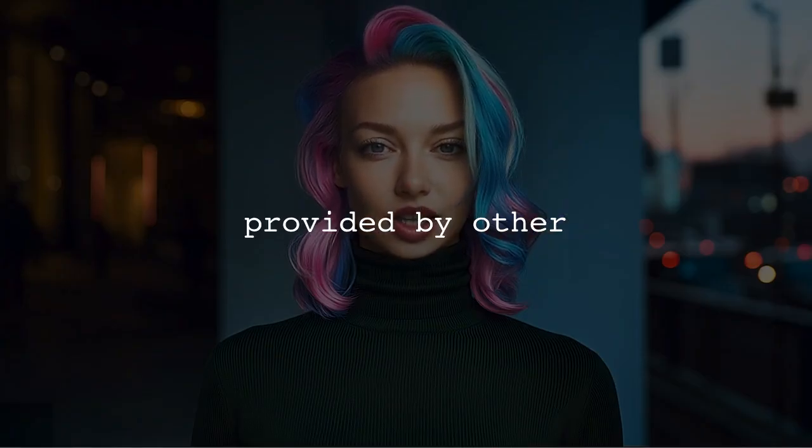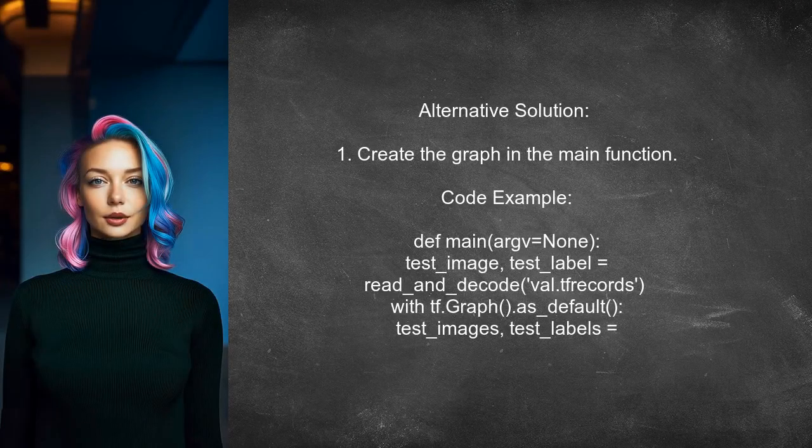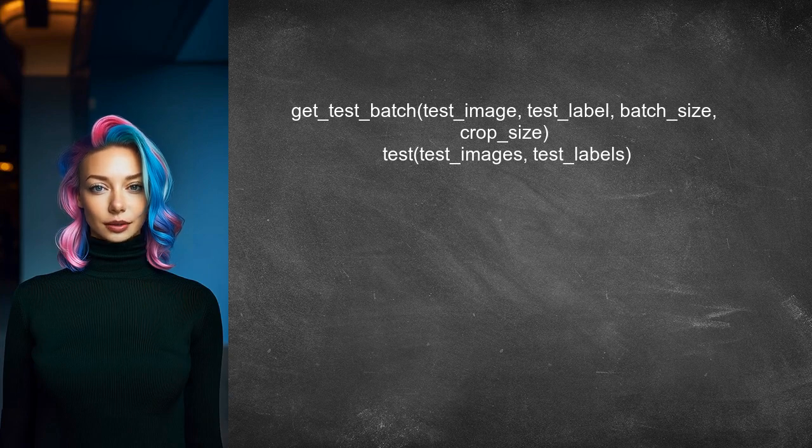Now let's look at the answers provided by other users. This user points out that the error arises because the graph created in the test function is different from the one where the placeholders test_x and test_y were defined. They suggest a simple fix: create the graph in the main function instead.